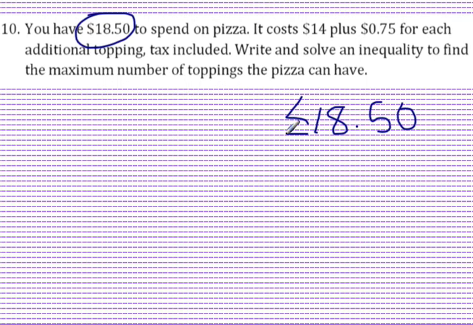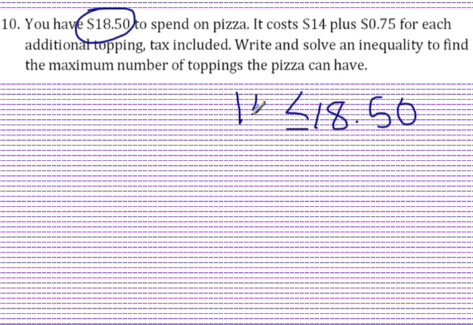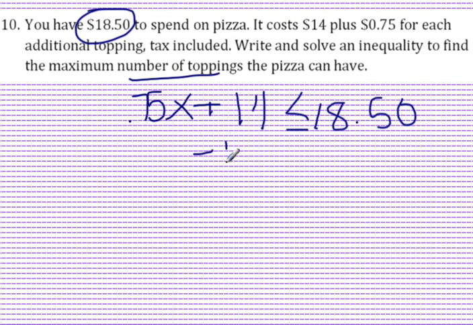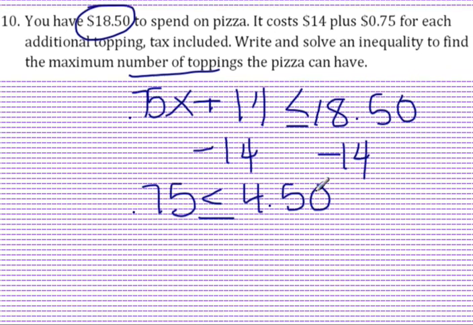So we're going to pay a flat fee of $14. Okay? Then, for every x topping we get, because that's what we're looking for, the number of toppings, it's going to cost me 75 cents. So the first thing I'm going to do to solve this inequality is to subtract that 14 over to the other side. So I get 0.75x is less than or equal to 18.50 minus 14, which is going to give me 4.50. So really all I have is $4.50 to spend on toppings.